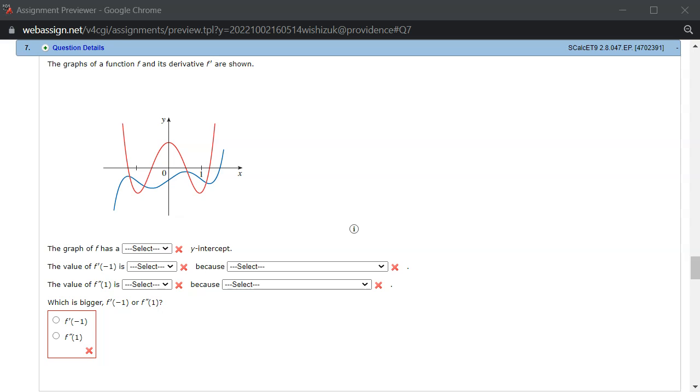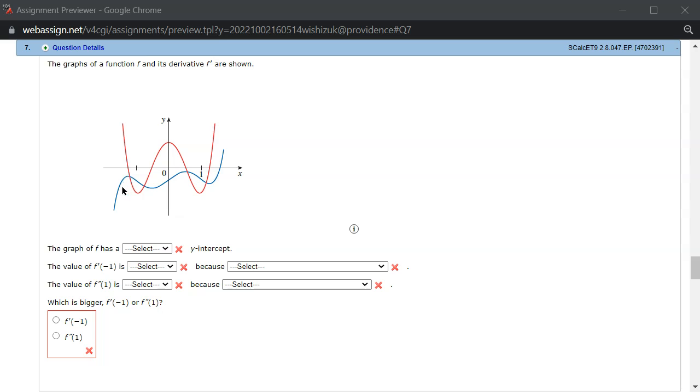All right, let's look at homework 2.8, problem number 7. So we have graphs of f and f prime are given, and they don't tell you which one. So we can actually find out. Let's look at the blue one.